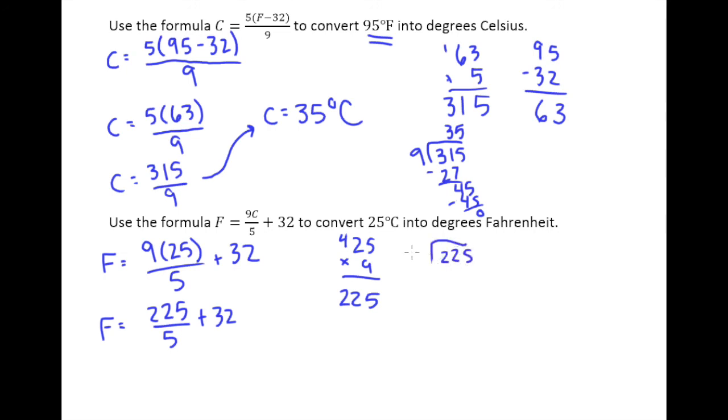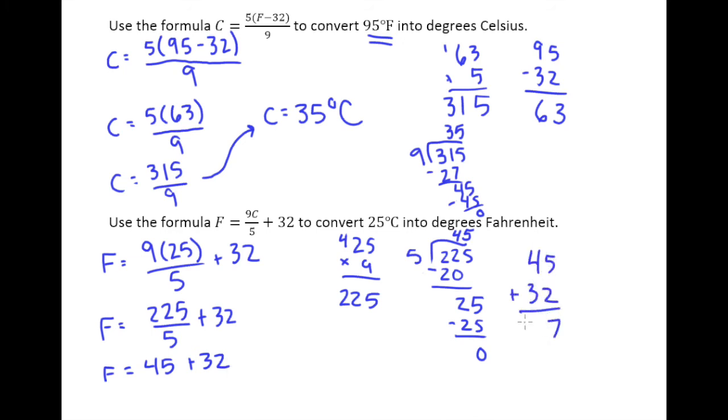225 divided by 5. 5 goes into 22 4 times. Oops. Drop my 5 down. 5 goes into 25 exactly 5 times. And so what we get here is 45 plus 32. And of course 45 plus 32 is going to give me 77. So my Fahrenheit temperature is 77 degrees Fahrenheit when the Celsius temperature is 25 degrees Celsius.